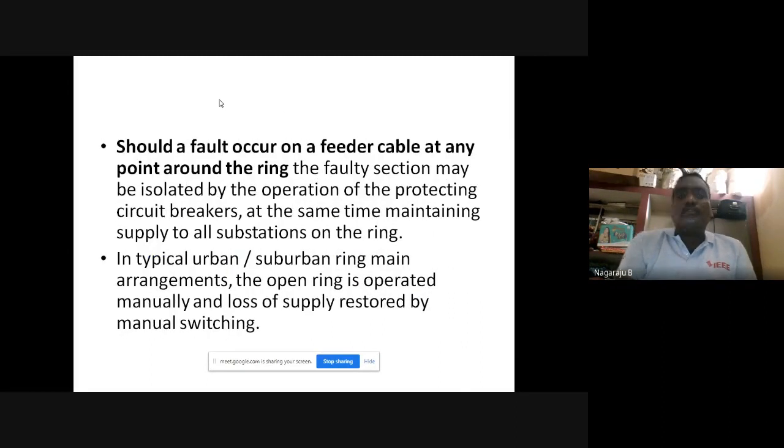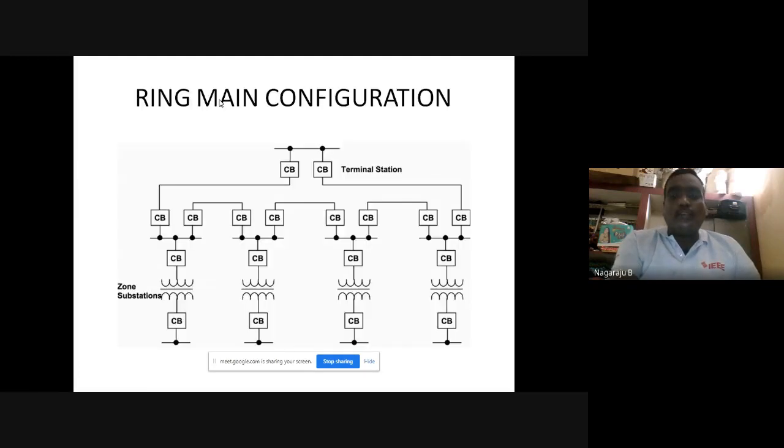Whenever a fault occurs on a feeder cable at any point around the ring, the faulty section may be isolated by the operation of the protecting circuit breakers, at the same time maintaining the supply to all the substations on the ring. Okay, I told you about that.